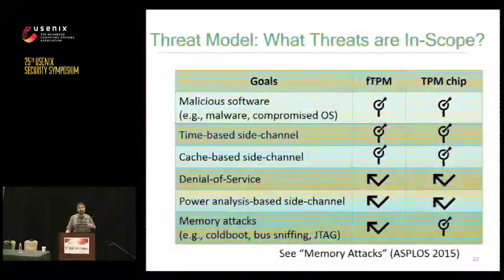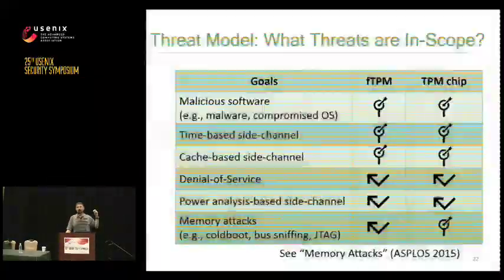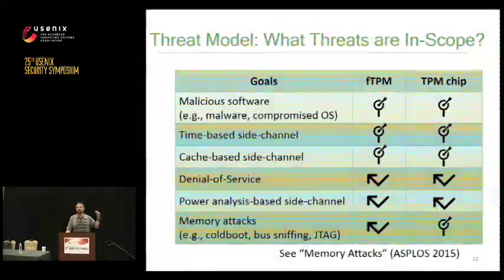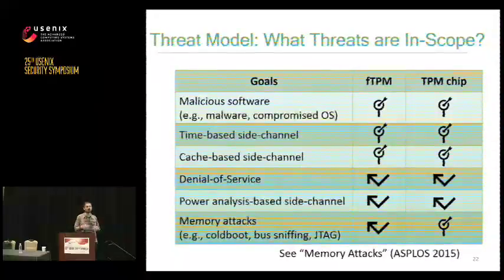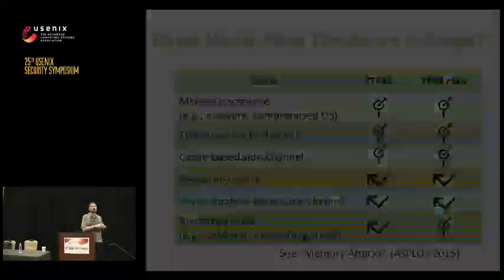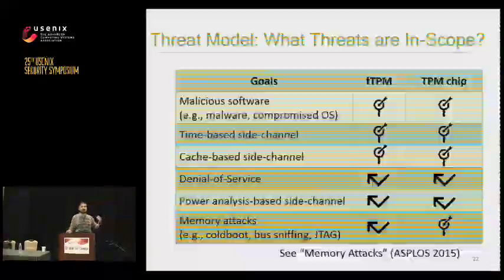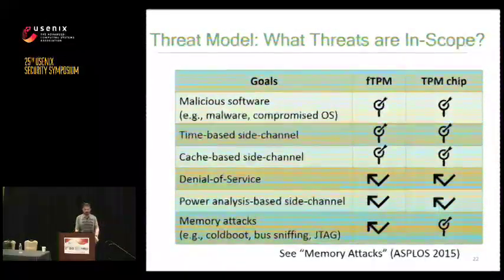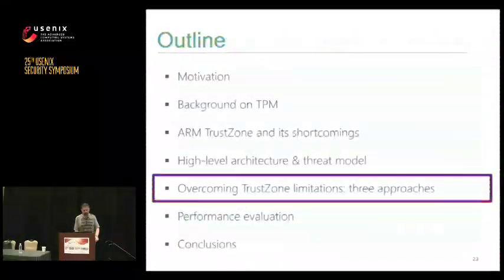We are worried about these attacks, and we actually have a number of techniques that are generalizable to all ARM platforms to prevent these attacks. We actually published a paper, not about the fTPM, but about how to protect against these attacks at ASPLOS last year. You should read that if you're interested. Okay, so now the contributions. We use three approaches to overcome the TrustZone limitations.